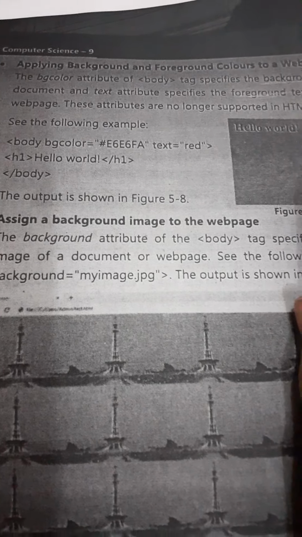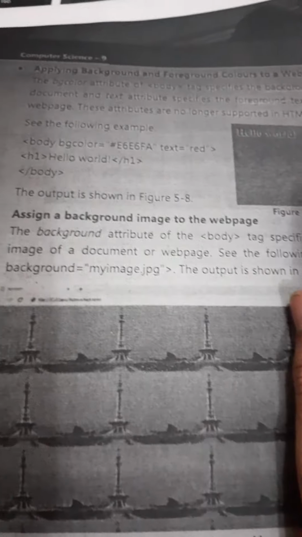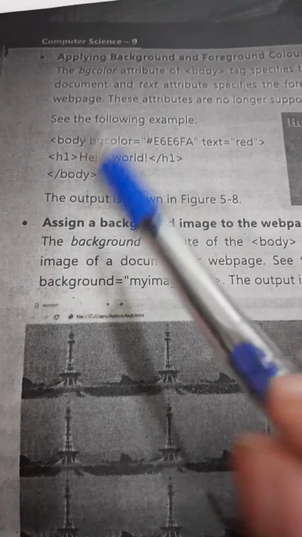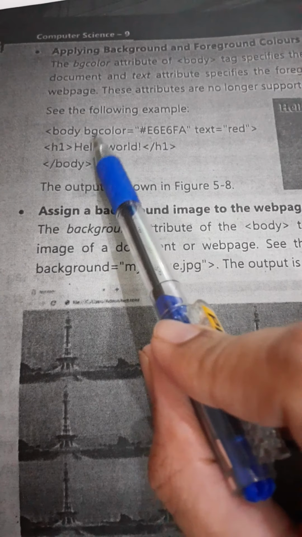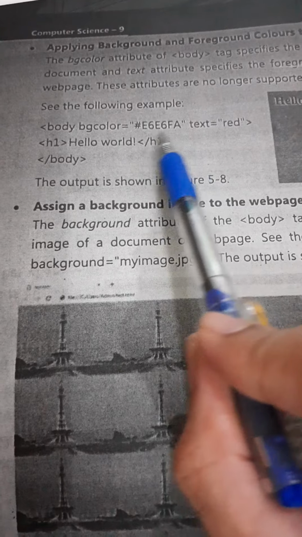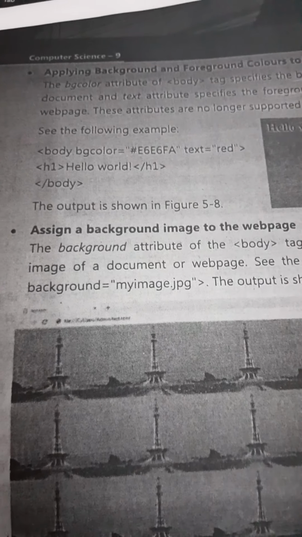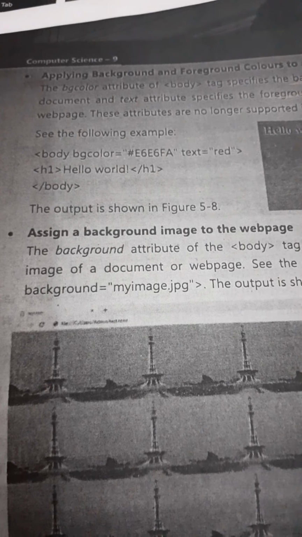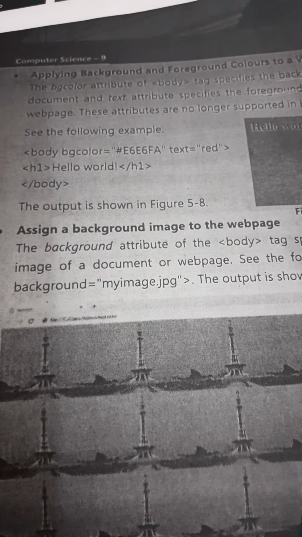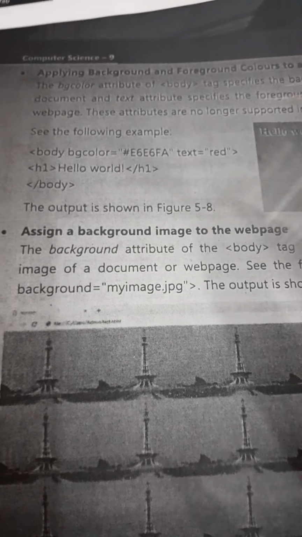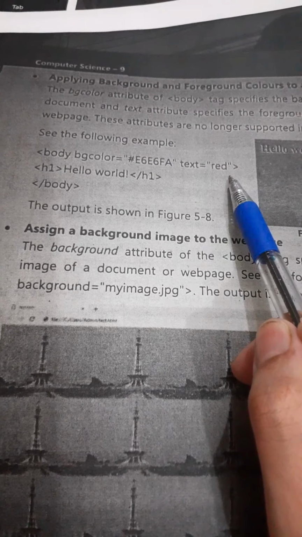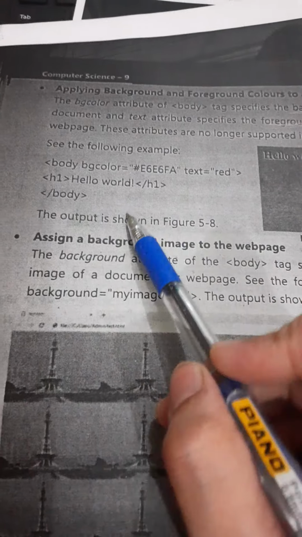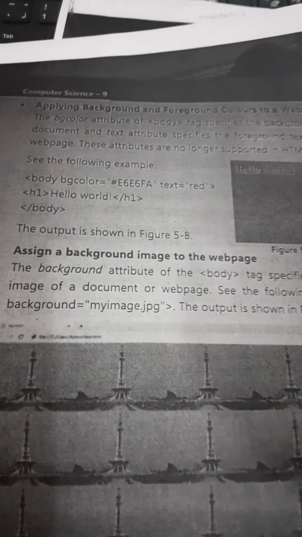These attributes are no longer supported in HTML5. In some versions these are not supported, but body bgcolor equal to, bg means background color, is equal to, here you will have to write the number of that color, but few colors it can easily take, if you write in English like red, blue, green, it can easily take that color. And text color is red, and here I have this typed and I will show it to you.